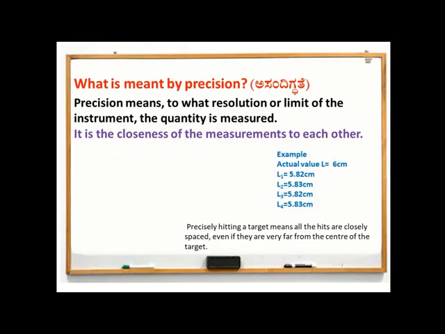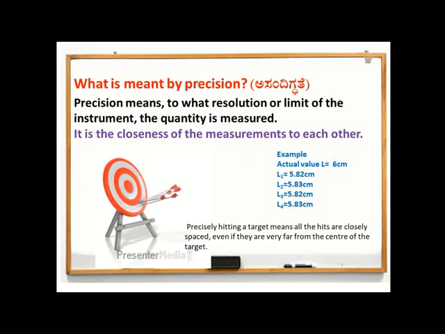Next, what is meant by precision? Precision means to what resolution or limit of instrument the quantity is measured. It is how close the values we measured are. It is the closeness of measurements to each other.